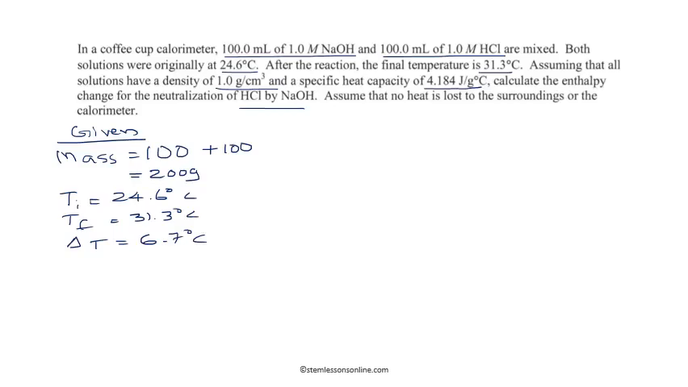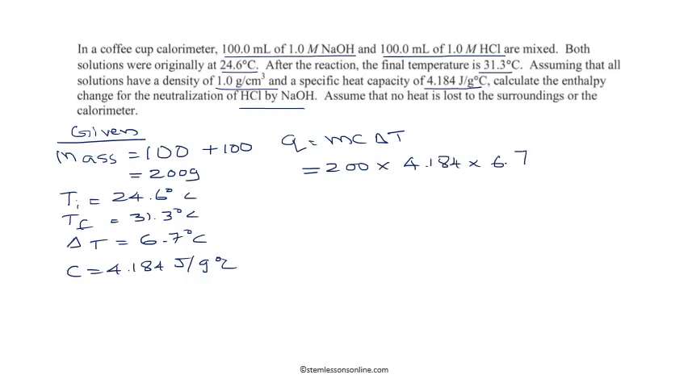And then what else is given? Specific heat is given, which is 4.184 joules per gram degree Celsius. All the units are matching, gram degree Celsius. And now we can calculate the unknown. They are asking to calculate the enthalpy change. Correct? Okay, so in this case, we can use Q equals mc delta T. So mass is 200, c is 4.184, and change in temperature is 6.7.